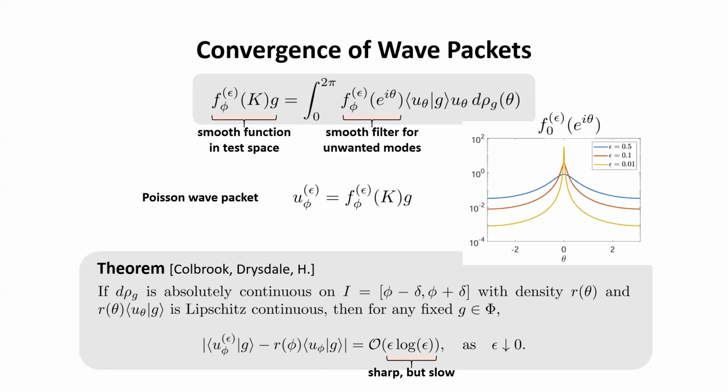The R phi here is just a normalizing factor, so you converge to a scalar multiple of the generalized eigenfunction. Okay, so you can actually obtain rates. For the Poisson kernel, you will never get better than epsilon log epsilon as you pinch down. So it's a sharp estimate, but it's a slow rate of convergence.